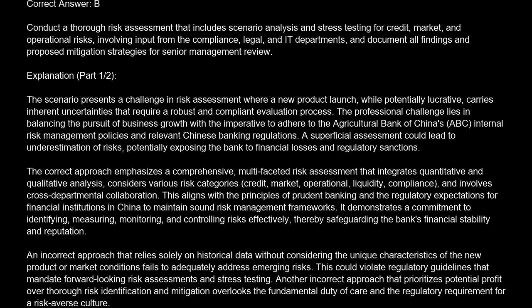The correct approach emphasizes a comprehensive, multifaceted risk assessment that integrates quantitative and qualitative analysis, considers various risk categories (credit, market, operational, liquidity, compliance), and involves cross-departmental collaboration. This aligns with the principles of prudent banking and the regulatory expectations for financial institutions in China to maintain sound risk management frameworks. It demonstrates a commitment to identifying, measuring, monitoring, and controlling risks effectively, thereby safeguarding the bank's financial stability and reputation.